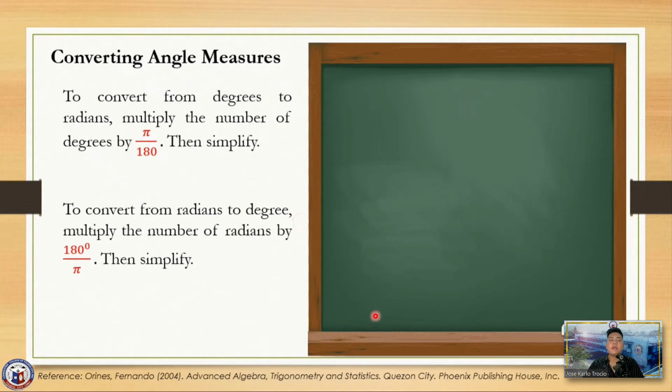This is the example. We are now going to convert angle measures from degrees to radians. So you're just going to multiply the degree, for example, 40 degrees times pi over 180, then simplify. Then how about from radian to degree? So that is 180 degrees over pi, just the reciprocal.